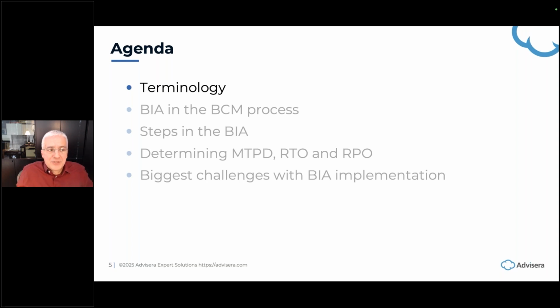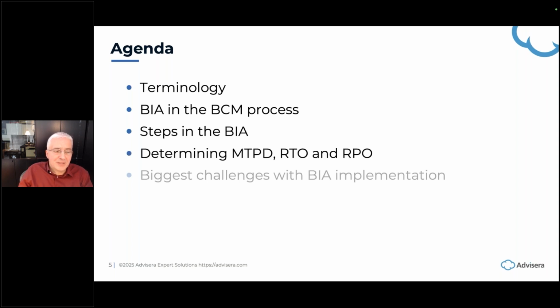Let's see the agenda. First, I'll go very shortly through terminology. There are a couple of things that you need to know about this standard. Then, what is BIA, business impact analysis, in the BCM, business continuity management process? What are the steps in the business impact analysis? You'll see 5 steps there. Then how to determine MTPD, RTO, RPO: maximum tolerable period of disruption, recovery time objective, and recovery point objective. I'll show you in a couple of real-life examples how you can determine these things through a business impact analysis. If there is enough time, we'll also go through the biggest challenges with business impact analysis implementation. I'll try to end the webinar in about 40-45 minutes, so if there's still some time, we'll go through these biggest challenges. And of course, at the end, we'll also go through a Q&A session.